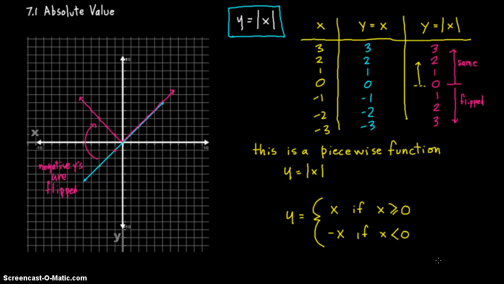I say, okay, so there's two parts to it. If it's positive x, if x is greater than or equal to 0, in other words, it's the exact same thing, but if it's a negative number, I have to multiply by -1, so it's negative x if x is less than 0. And that's exactly how you do it.